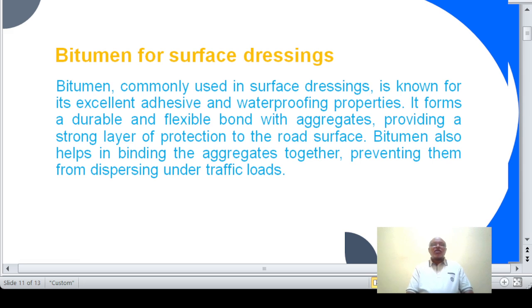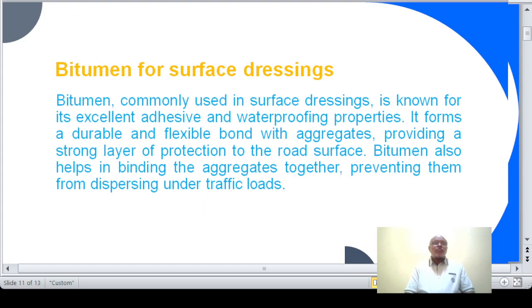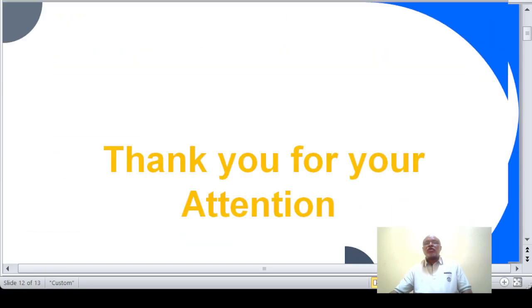Depending upon the availability and local conditions at the time of construction, the following types of bitumen are either commonly used in the tropics or are becoming so: penetration grade, cutback bitumen, emulsified bitumen, and modified bitumen. This is all for today. Thank you for your attention.